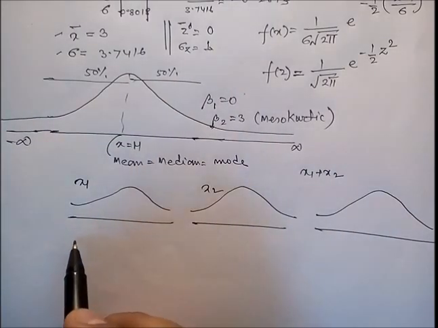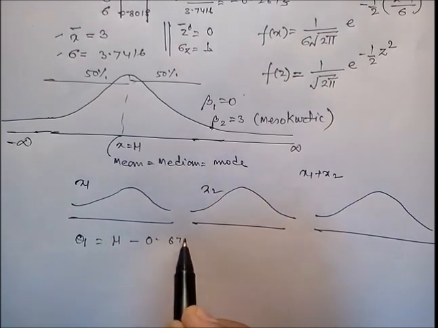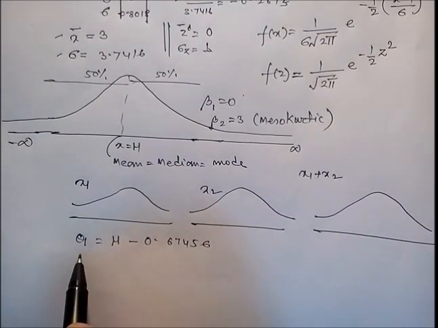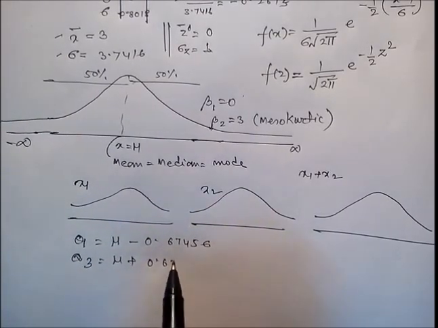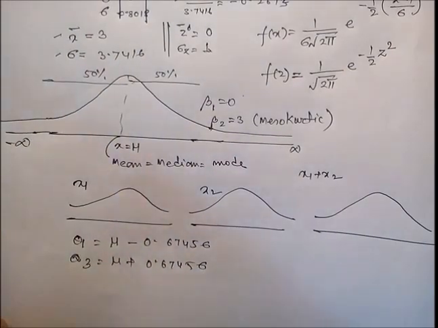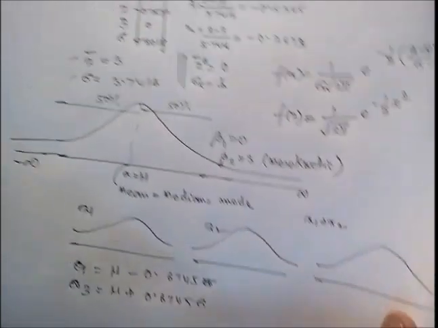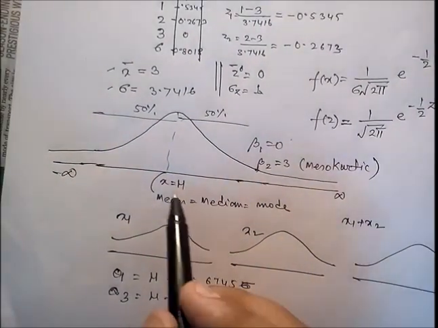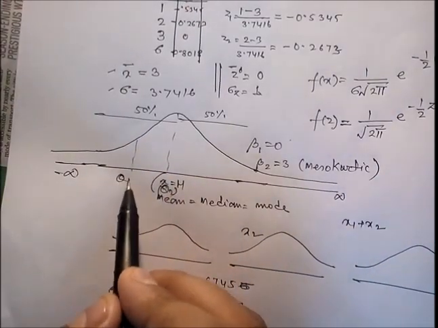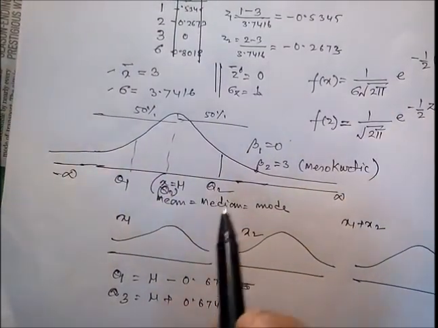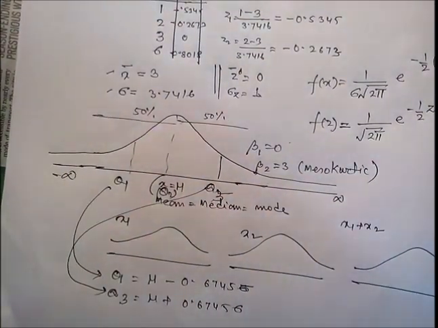Next, quartiles. So Q1 is equal to mu minus 0.6745 sigma, and Q3 is mu plus 0.6745 sigma. So already you know this one. This is nothing but our Q2, the median. So Q1 will be somewhere here, and Q3 will be somewhere here. So Q1 value is this one, and Q3 value is this one.